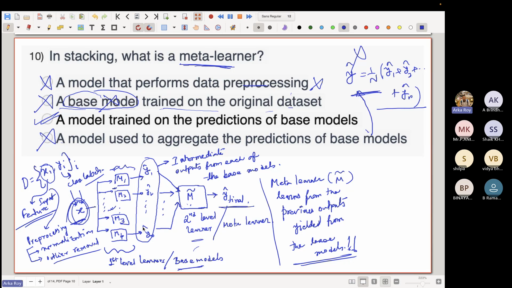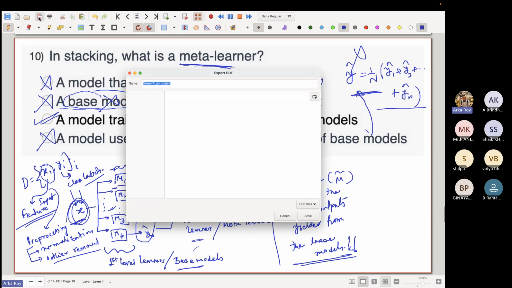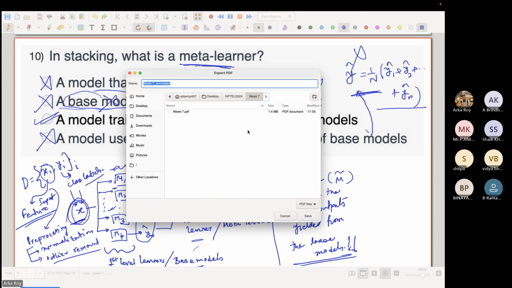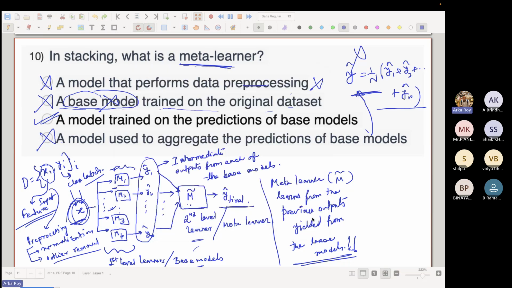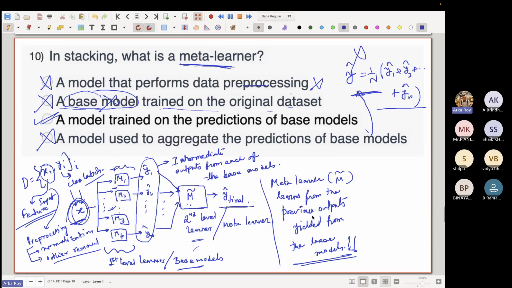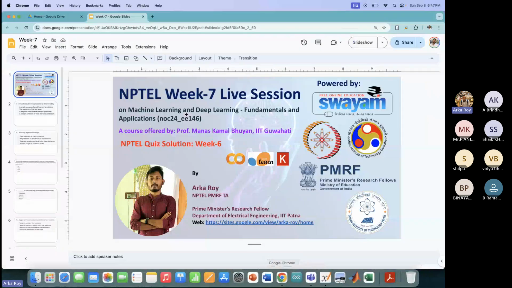So with this, we have solved the week 6 quiz, and I will basically upload the PDF of the solution in my G drive, which you can access from the link. So I can do that right now itself.